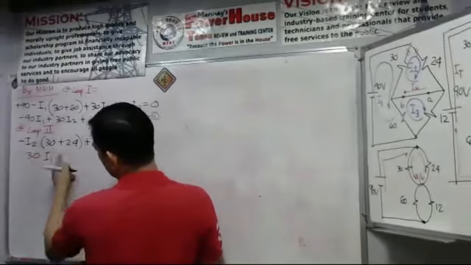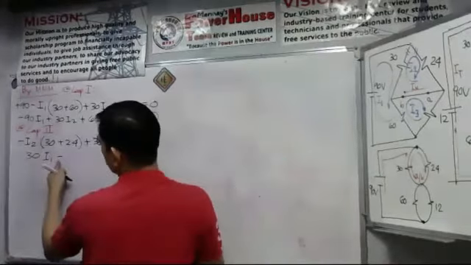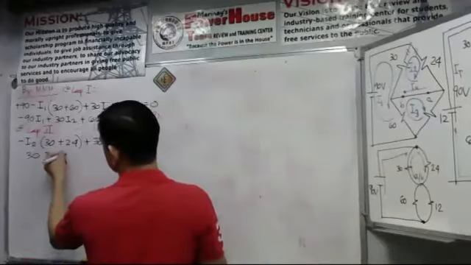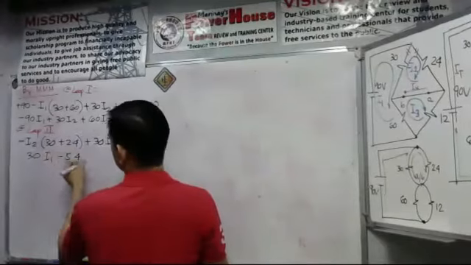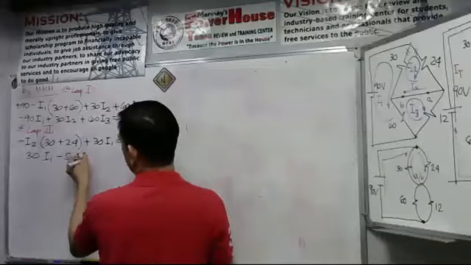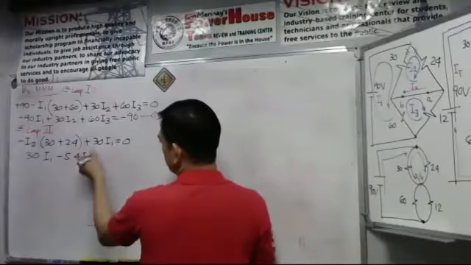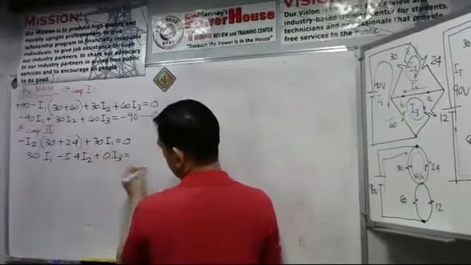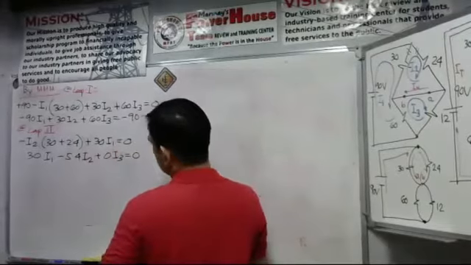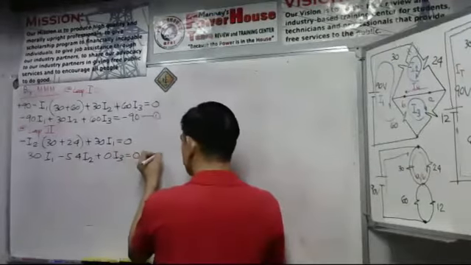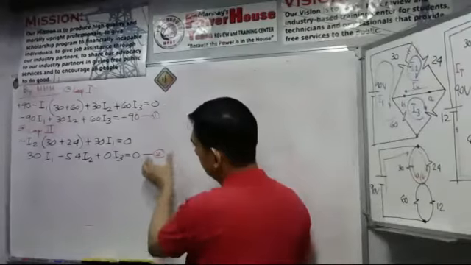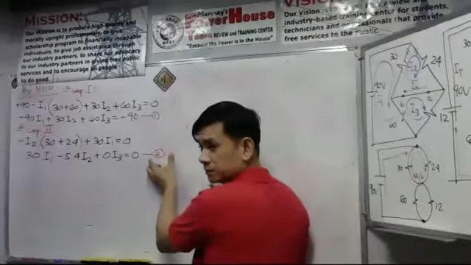So we have here 30 I sub 1, then minus 54 I sub 2. I will have here 0 I sub 3 for our calculator. That is equal to 0. That is our equation number 2.